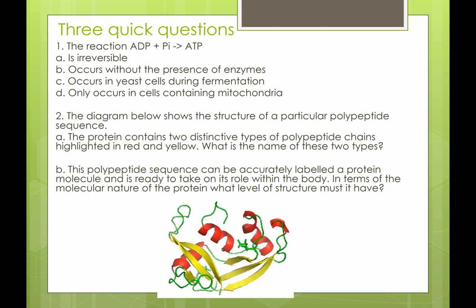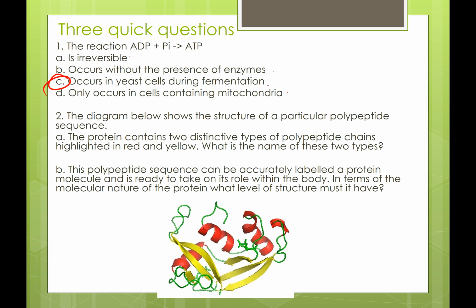So the reaction ADP plus Pi, which is a phosphate ion, becomes ATP, right? Is it irreversible? Does it occur without the presence of enzymes? Occurs in yeast cells during fermentation? Only occurs in cells containing mitochondria? Hopefully you saw that the answer is C, okay? Because that's one of the things that happens in fermentation. We get the production of ATP.